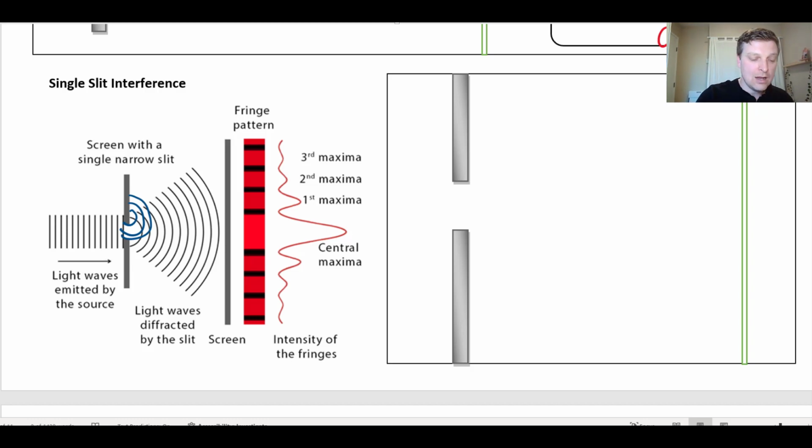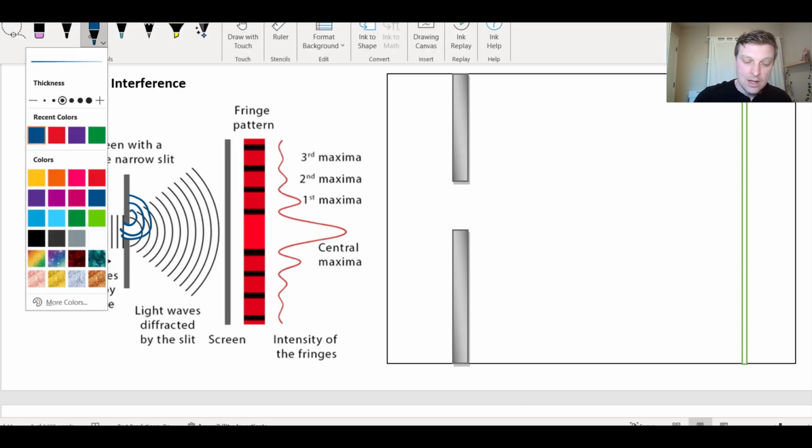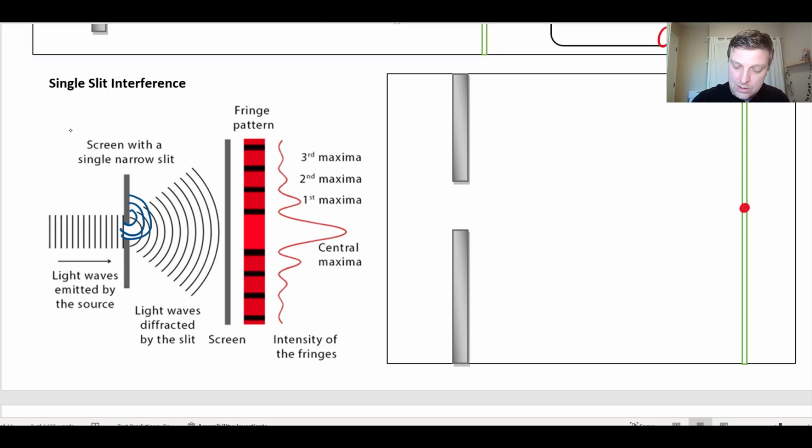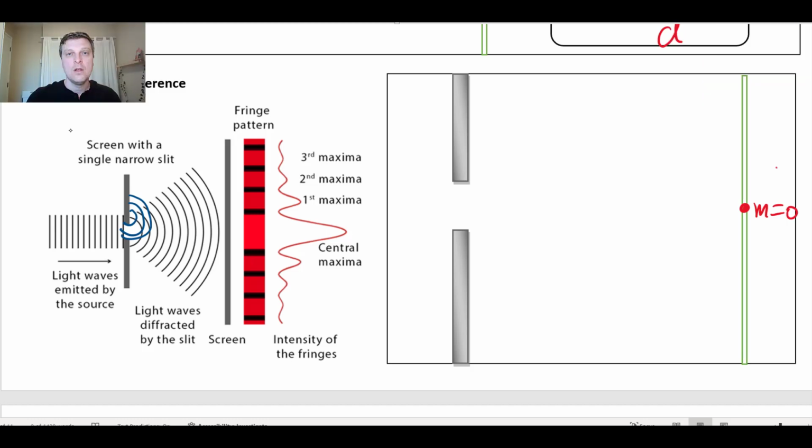So we're going to get a situation where I get a central maximum here, like we saw, and we call that m equal to 0. Okay, so I get my central maxima, which is m equal to 0, and I'm going to call that a maxima. And I will get another maxima up here somewhere. But in the middle, between these two, I'm going to get a minima. And I'm actually going to call this m equals 1. And that seems weird based on what we just learned, but I'll explain why here.